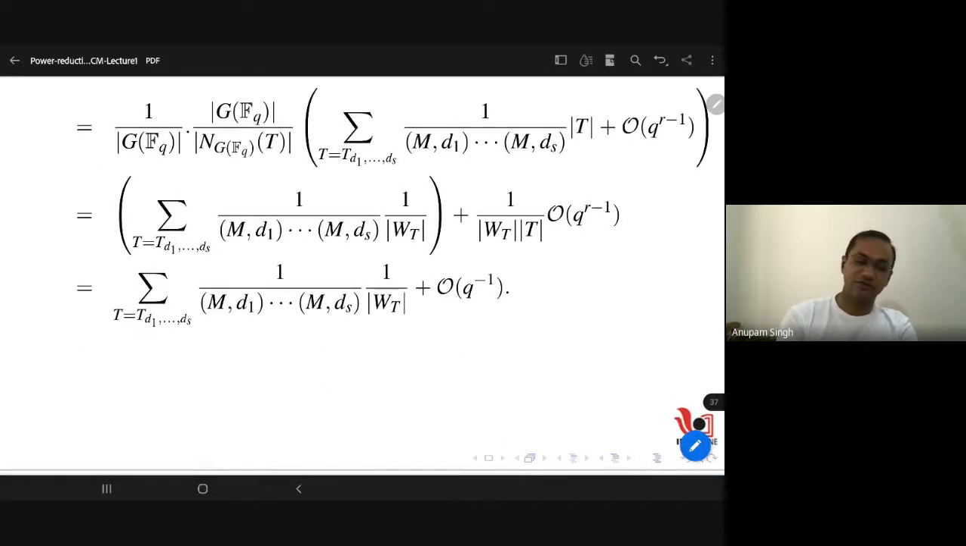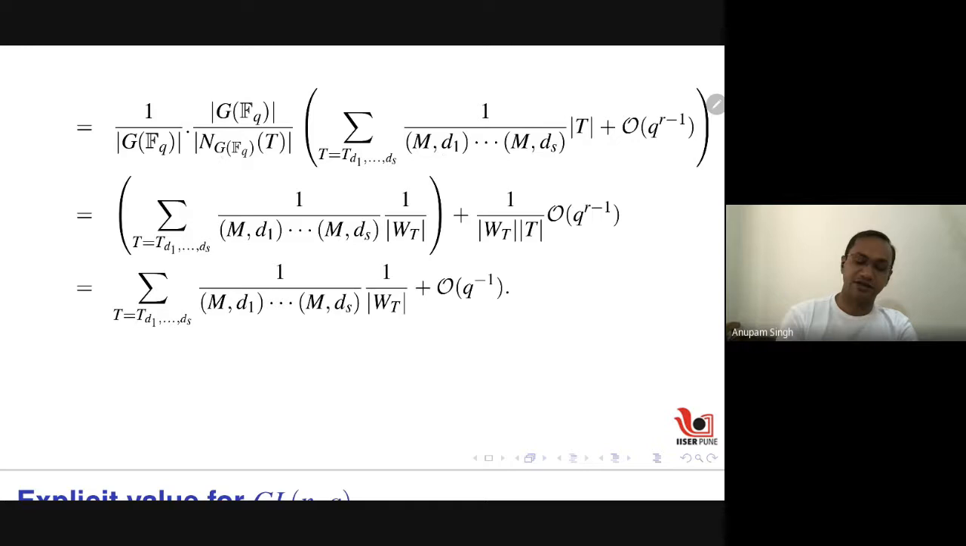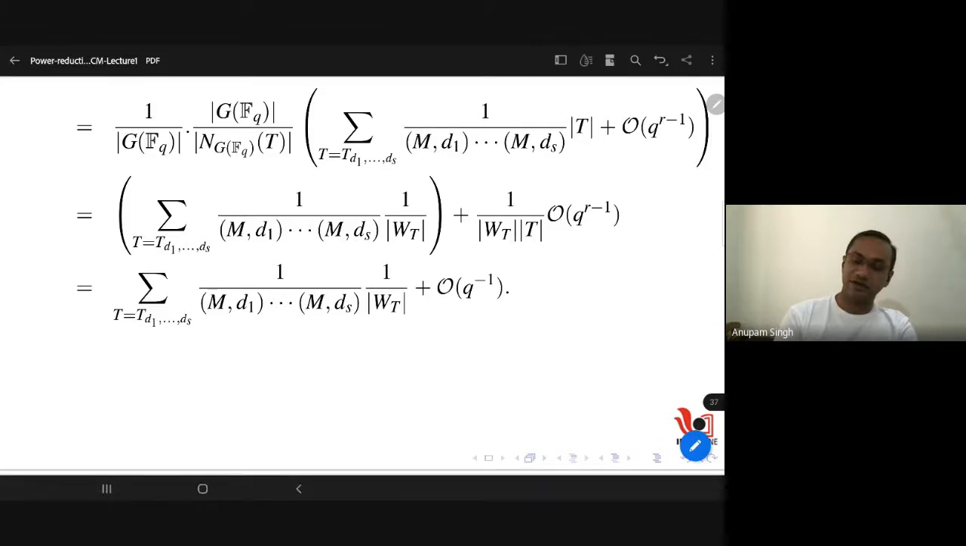So now the GFQ order will get cancelled. The normalizer will go inside, and that will give me the order of the Weyl group, because you have this order of T here. And in the second sum, I have 1 by WT T. You see here that WT does not depend on Q. It's a Weyl group. It depends on the structure of G. So there is no Q appearing here. So this is just some kind of constant.